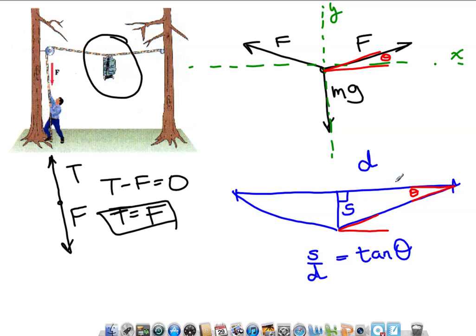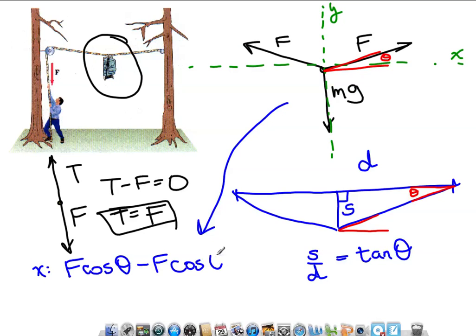So that's good. Now that we know that we can calculate theta, we can write our x and y equations. Our x equation is going to be F cosine theta minus F cosine theta, right? One to the right, one to the left, equals 0. Well, we already knew that. That's 0 equals 0. That's boring. Maybe the y equation will be something interesting.